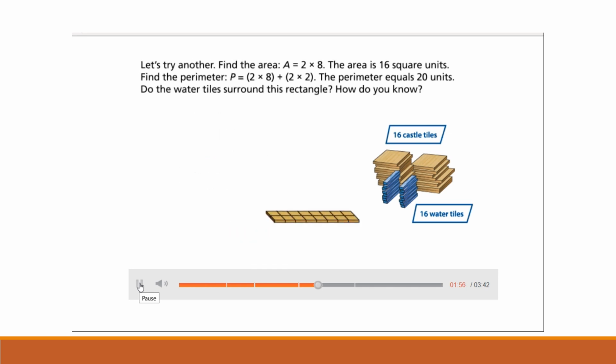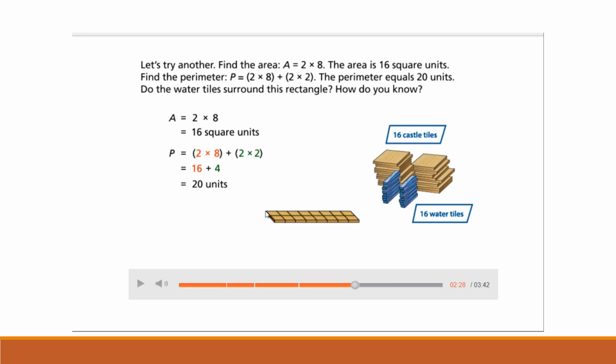Let's try another. Find the area. A equals 2 times 8. The area is 16 square units. Find the perimeter. P equals open parenthesis 2 times 8, close parenthesis, plus open parenthesis 2 times 2, close parenthesis. The perimeter equals 20 units. Do the water tiles surround this rectangle? How do you know?